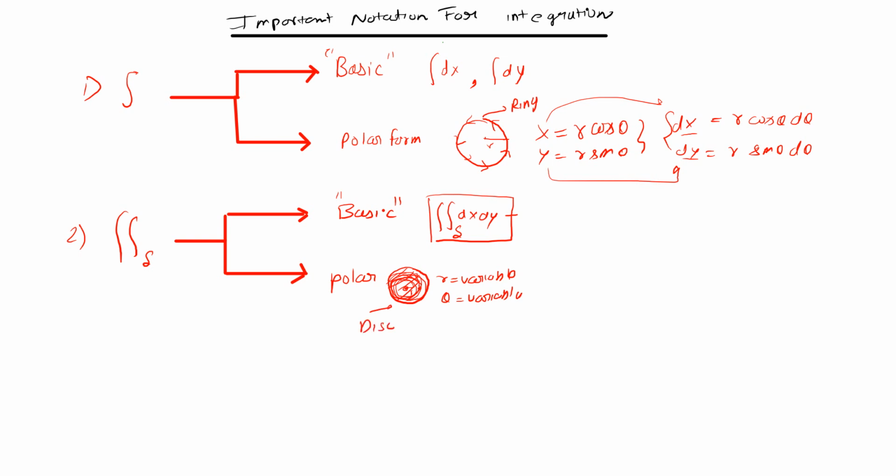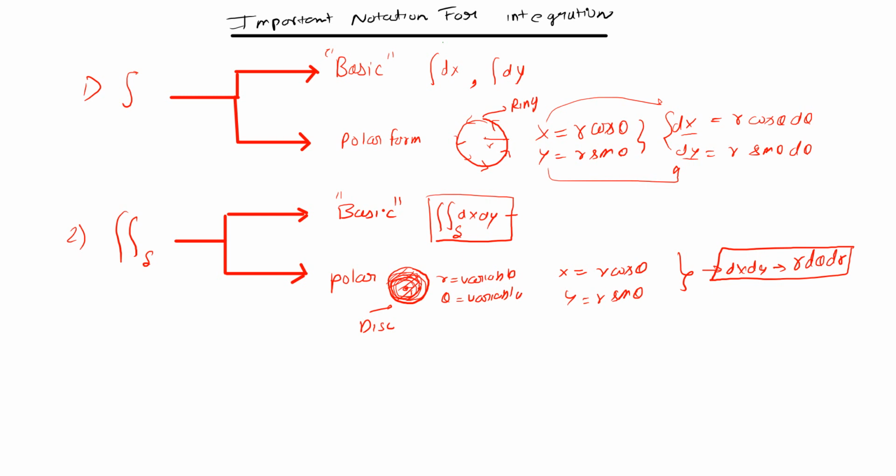Okay, so here we need to substitute x equal to r cos theta and y equal to r sin theta, and dx dy need to be replaced by r dr d theta. Okay, so dx and dy will be replaced by r dr d theta. So this is the second method for surface integration.